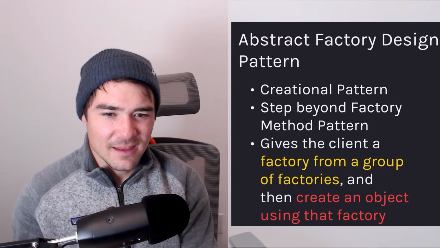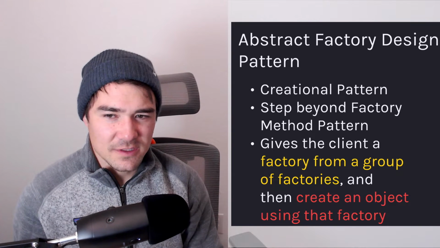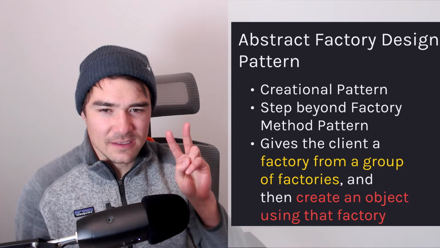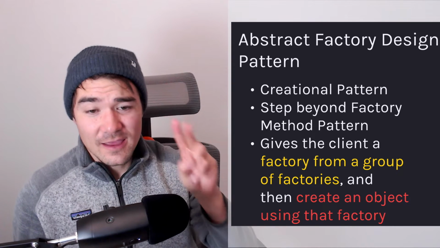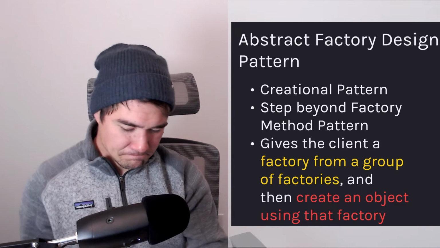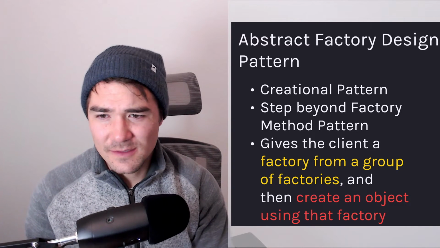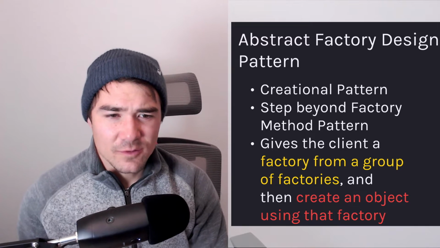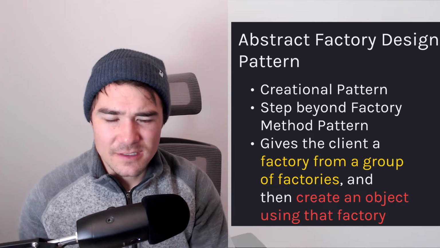Okay, and then it creates an object using that factory. So the client kind of has two jobs. It needs to grab a factory, and then it grabs an object using that factory, all at runtime. Okay, if that didn't make sense, hold on, because I'm going to go through a few examples to hopefully solidify it in your mind.